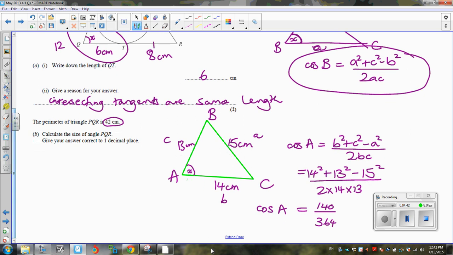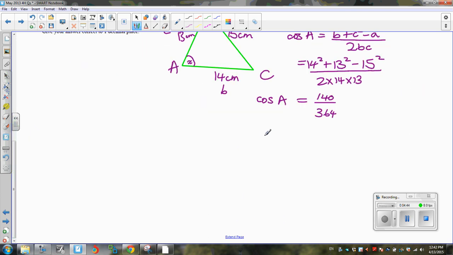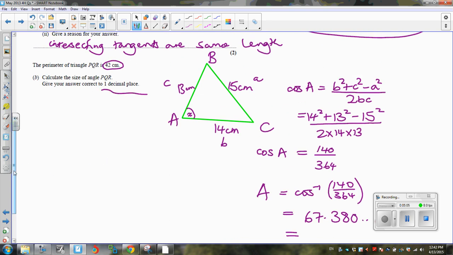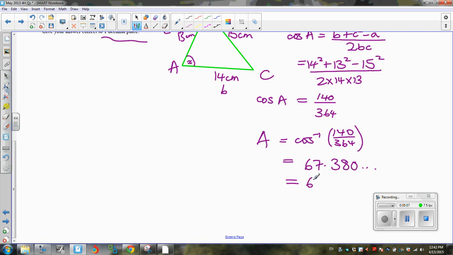If we want to then find out what angle A actually is, we can write that A is going to be cos to the minus 1, or on your calculator, shift cos of 140 over 364. If you just press the buttons on your calculator, that comes out as 67.380. So angle A, let's just check the accuracy. They want the answer to 1 decimal place. So to 1 decimal place, the angle that we're looking for is 67.4 degrees.